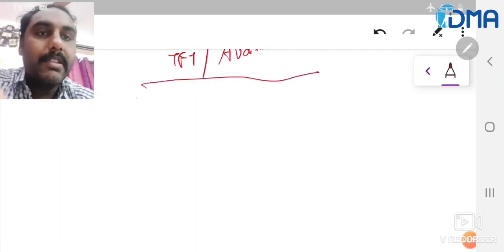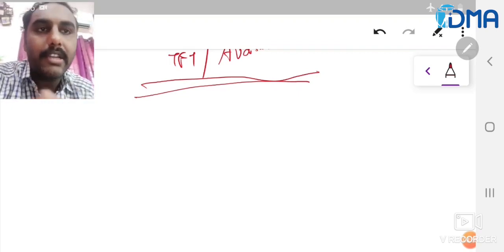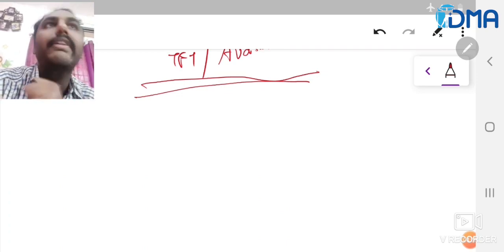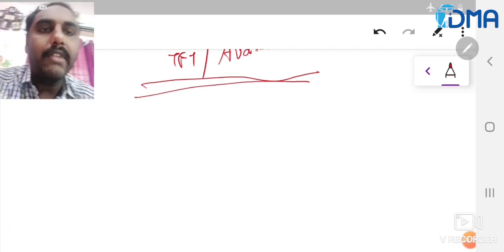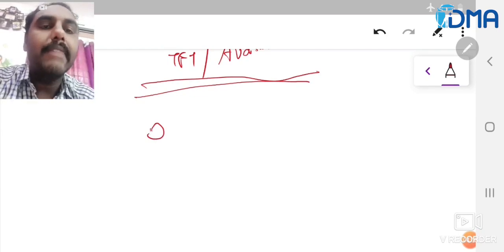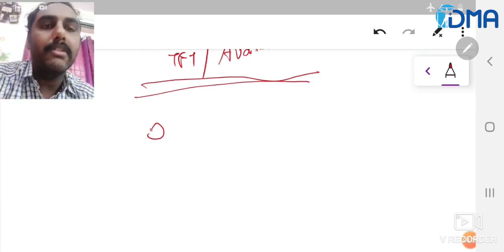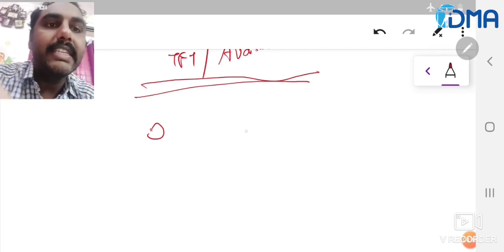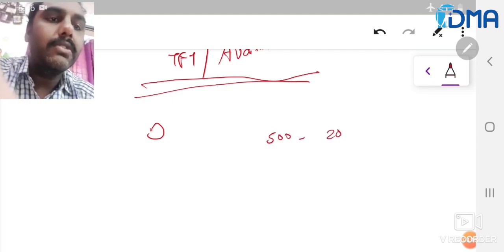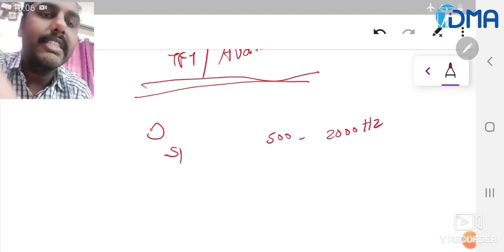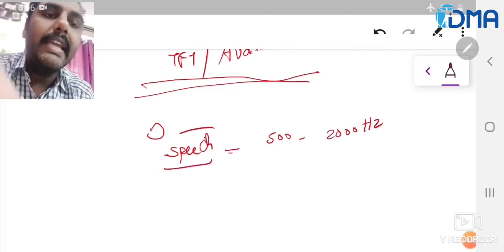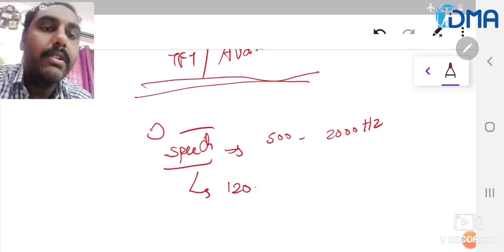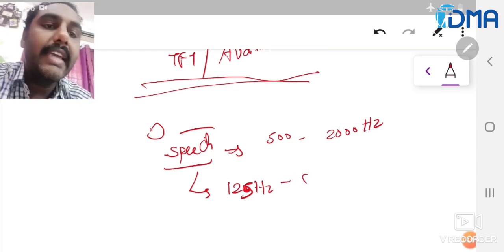So coming on to audiometry, what are we doing in audiometry? We have said that we are finding out the type of hearing loss and the degree of hearing loss, but what are we doing in audiometry? We make the patient sit in a soundproof audiometry room. What is the speech frequency of our hearing? The speech frequency is between 500 to 2000 Hertz. But in audiometry we are assessing a frequency of around 125 Hertz to 8000 Hertz.